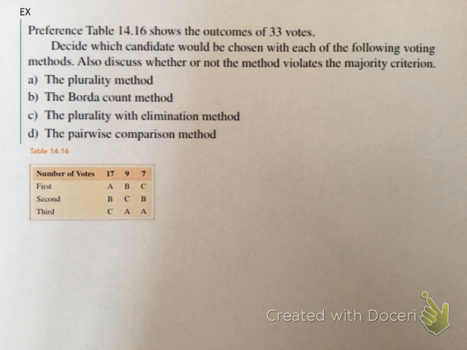So we're going to look at A. So A is a plurality method, and this one's going to take us some time. I'm not going to lie to you. Or not this one, sorry, I thought it was pairwise. So let's go ahead and do part A quickly. This is plurality.